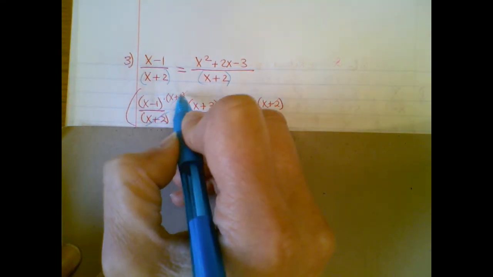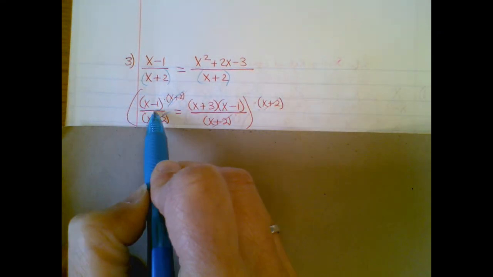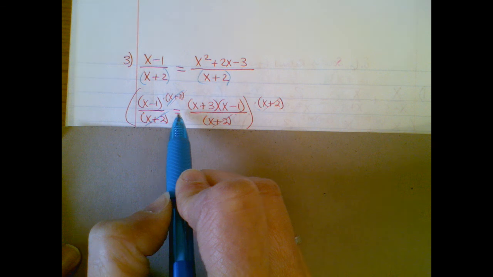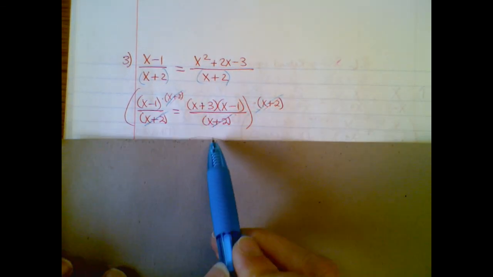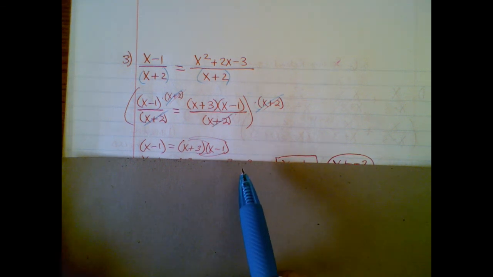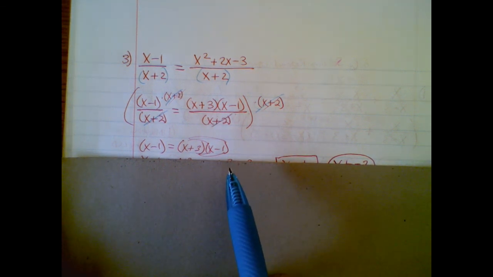So the x plus 2 cancel, so we just have this x minus 1 on the left-hand side equals, and then these x plus 2's cancel out, so then we bring both of these terms down. Now we are left with this equation. We want to go ahead and solve for our x.